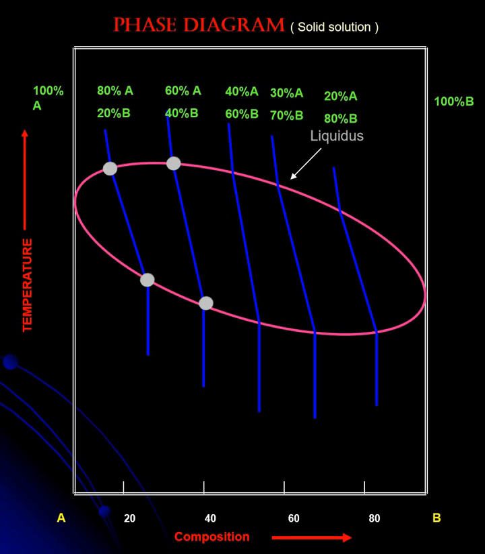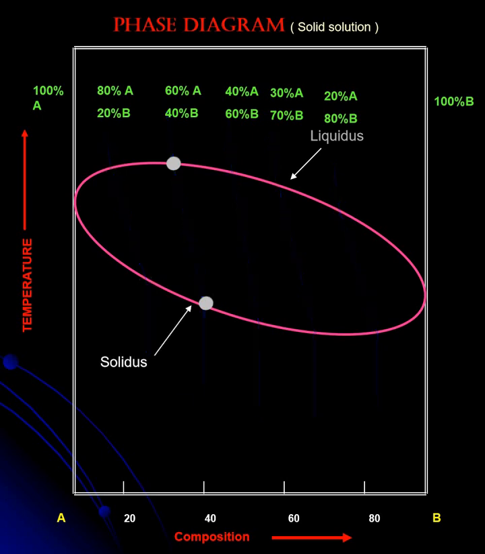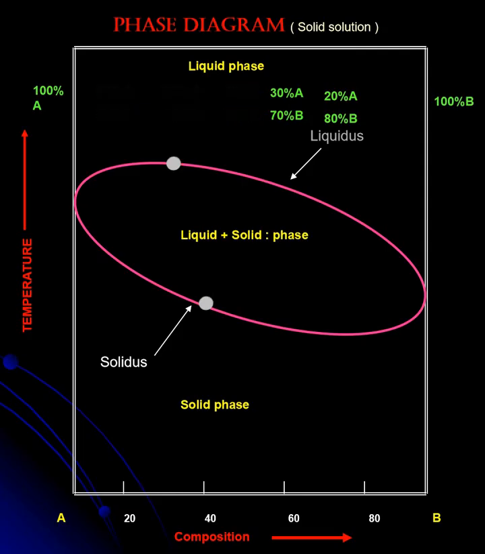We have two lines, one we call the liquidus line, another we call the solidus line. Anything above the liquidus line represents the liquid phase, and anything below the solidus line represents the solid phase. In between the liquidus and solidus lines, there is a combination of liquid and solid phase. In this way, we can construct a phase diagram for the solid solution.